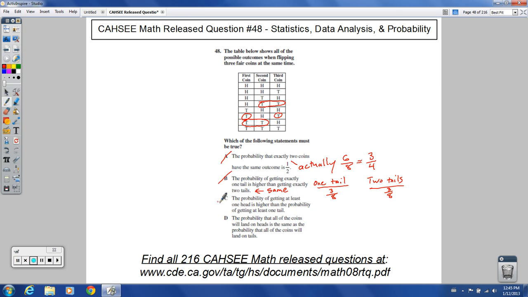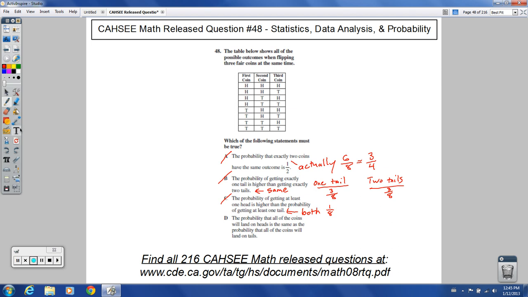Choice C. The probability of getting at least 1 head is higher than the probability of getting at least 1 tail. Again, let's go back up here. That to me seems a little fishy because they should be the same, I would think. So probability of getting 1 head, that's right here, and 1 tail is just right here. That's the only one that has 1 tail. And so this one, it would be both 1 out of 8, and so that's not the right choice. So D we think is right, but let's actually check it. Let's make sure that it's right.